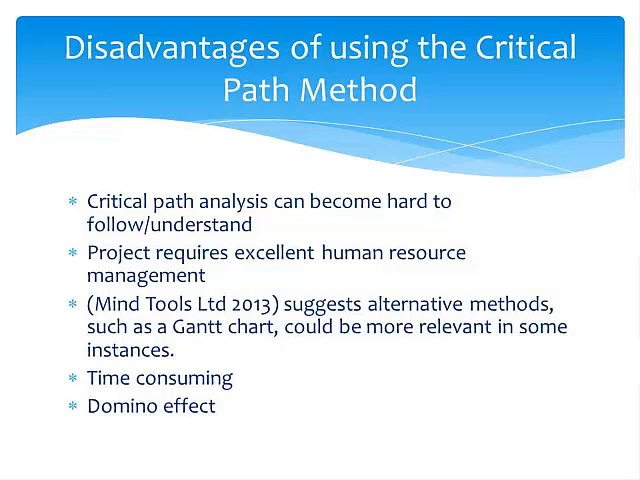Mindtools Limited 2013 suggests alternative methods, such as a Gantt chart, could be more relevant in some instances. A Gantt chart is more likely to be used for a less complex project. A further disadvantage is that the critical path method can be time-consuming to produce. Furthermore, it can result in a domino effect, as if one activity is delayed, then the activity that is meant to follow the delayed activity will also be delayed.